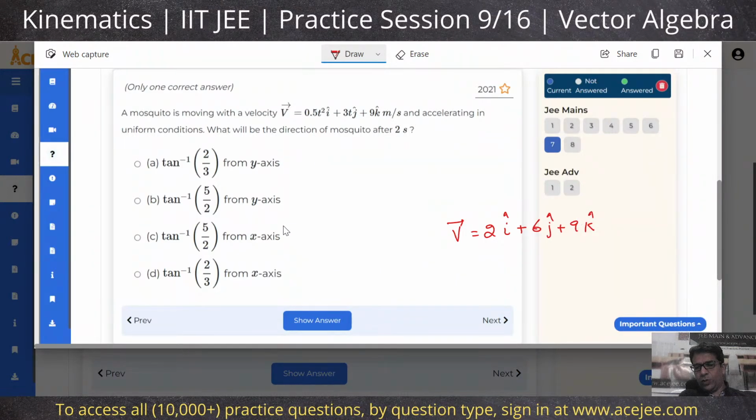They're asking for the direction along with the x-axis or the y-axis, right? So how do we do it? So if it's in the 3 coordinates, cos alpha equals ax upon the magnitude of the vector.